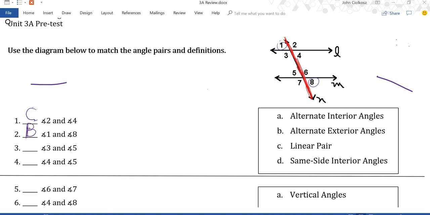3 and 5, okay. Well, let's see what we got here. We know we're on the same side. So that eliminates our alternate choice. And we're interior because we're between those parallel lines. So that's going to be our same side interior.